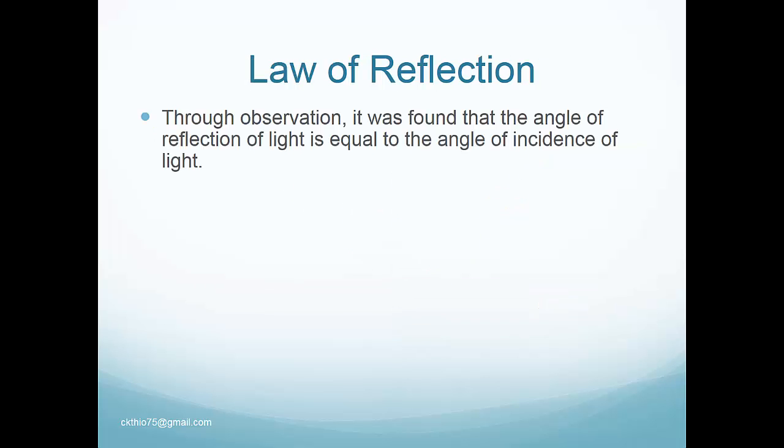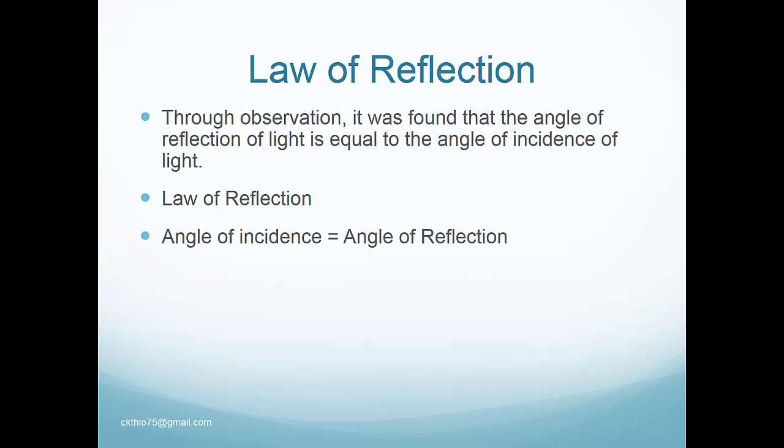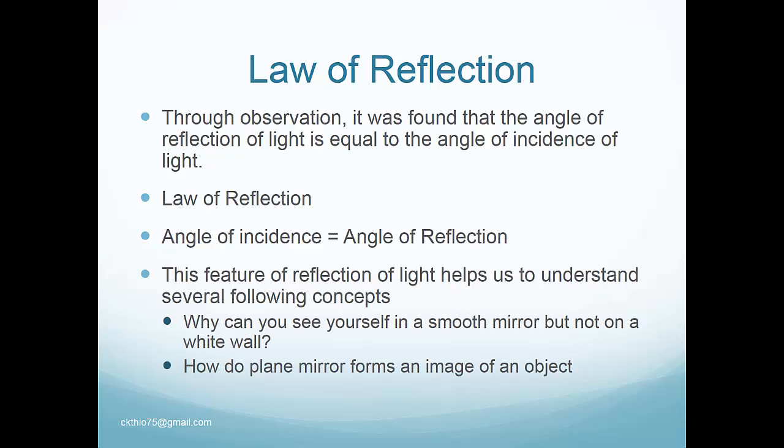As observed, it was found that the angle of reflection of light is equal to the angle of incidence of the light. So this is known as the law of reflection. Angle of incidence is equal to angle of reflection. This feature of light will help us to understand the following concepts. Why is it that you can see yourself in a smooth mirror but not on a white wall? And how do plane mirrors form an image of an object?